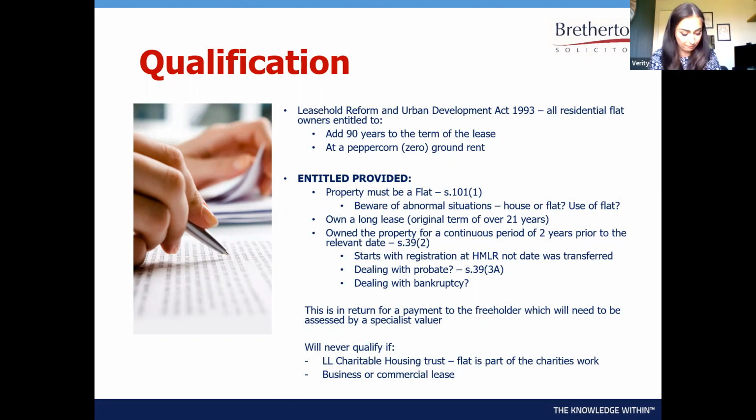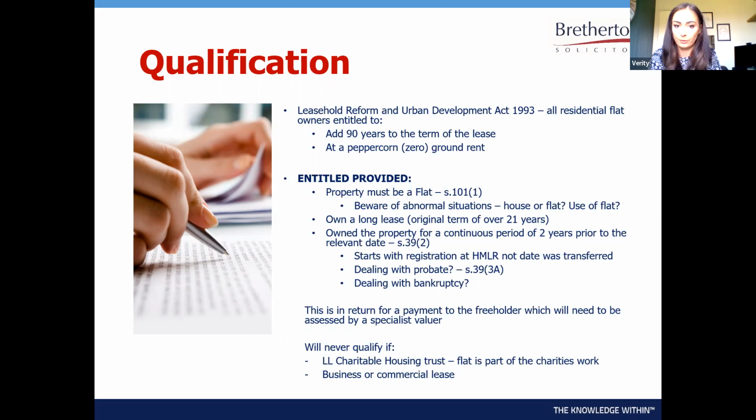Beware of if you're dealing with probate. The right can be exercised by the deceased proprietor's personal representatives, and they have 2 years from the date of the grant of probate or letters of administration to exercise that right. You want to avoid situations where the property gets transferred to the beneficiary before that right is exercised, because then the beneficiary won't fall into the 2 years qualification, only the executor of the deceased tenant will. So just be aware of that. I've had a few situations where that's happened.